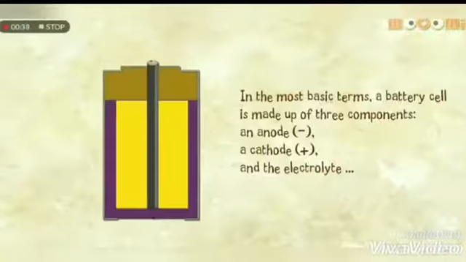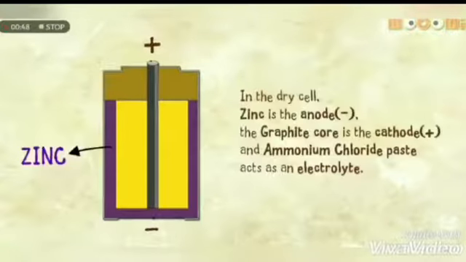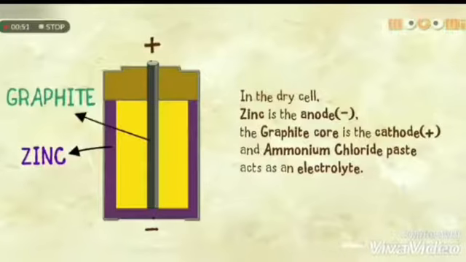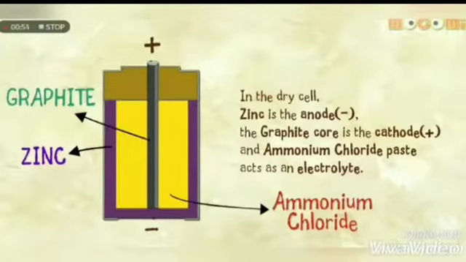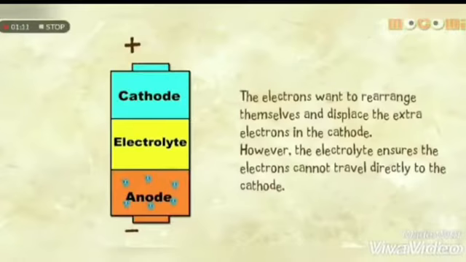In the most basic terms, a battery cell is made up of three components: an anode, a cathode, and the electrolyte. In the dry cell, zinc is the anode, the graphite core is the cathode, and an ammonium chloride base acts as an electrolyte. Due to a chemical reaction within the battery, the anode builds up an excess of electrons. This causes an electrical difference between the anode and the cathode. The electrons want to even themselves out and move to the cathode. However, the electrolyte ensures the electrons can't travel directly to the cathode.